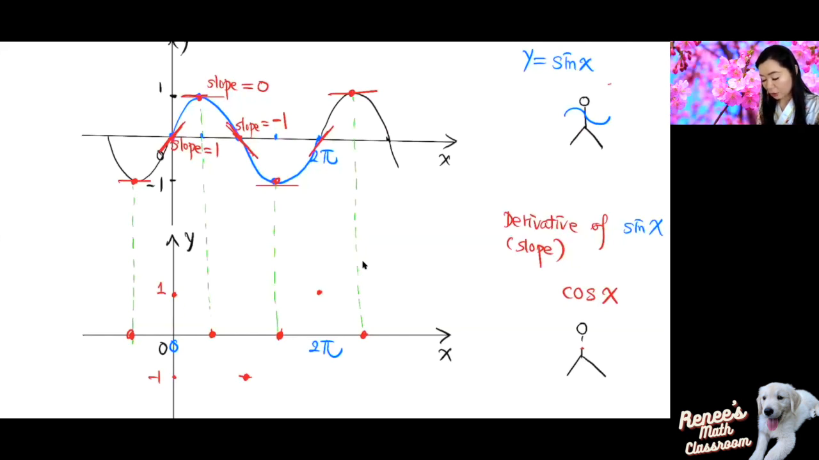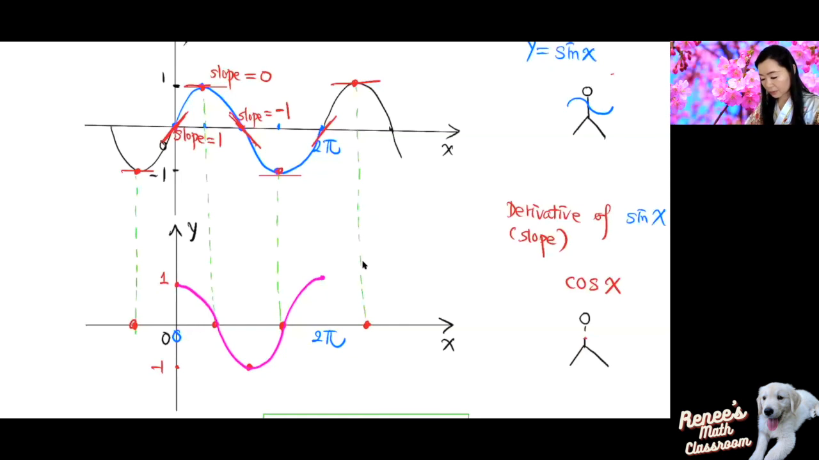And if I draw more points, looking at the slope of the tangent at each point on the curve over here, I actually get the curve over here. So the curve is going to look like this. From 0 to 2 pi, the slope of this sine x looks like this, and then it repeats every 2 pi.